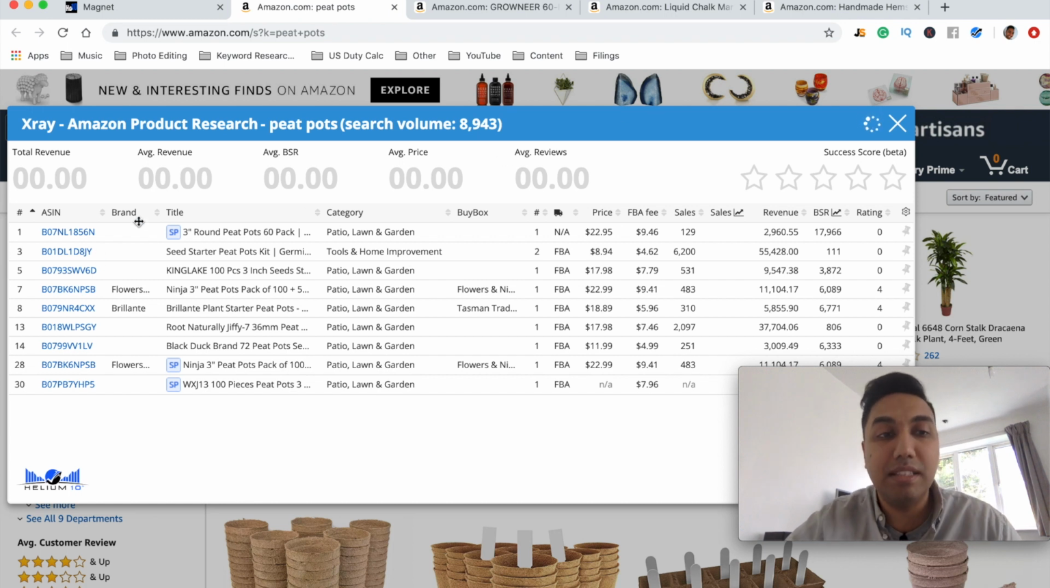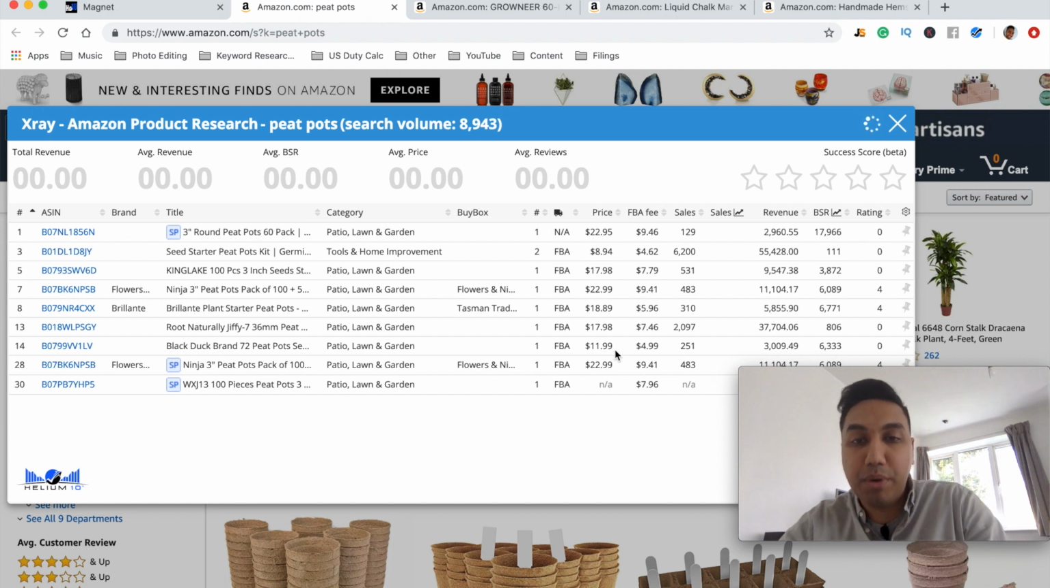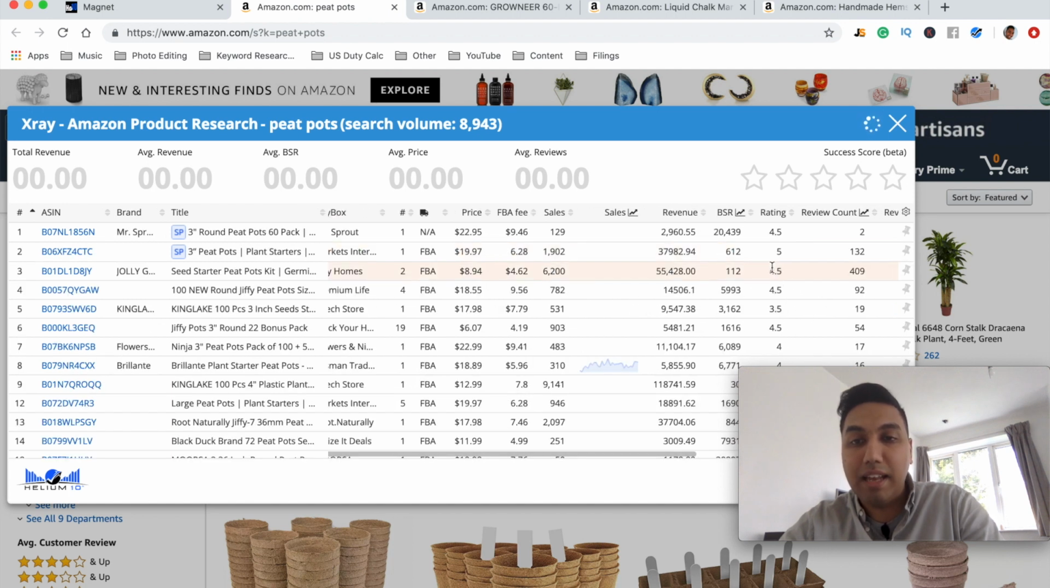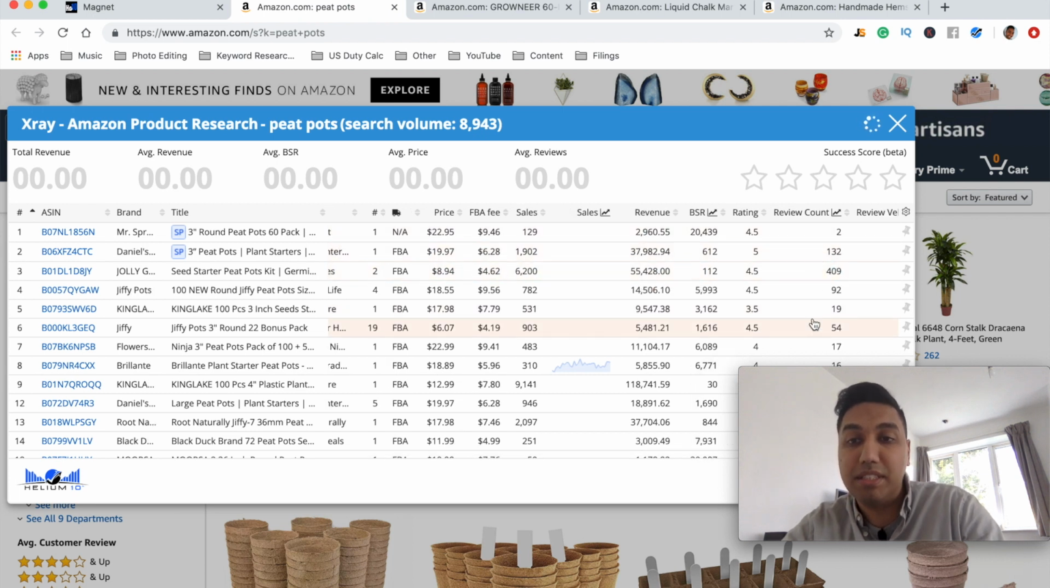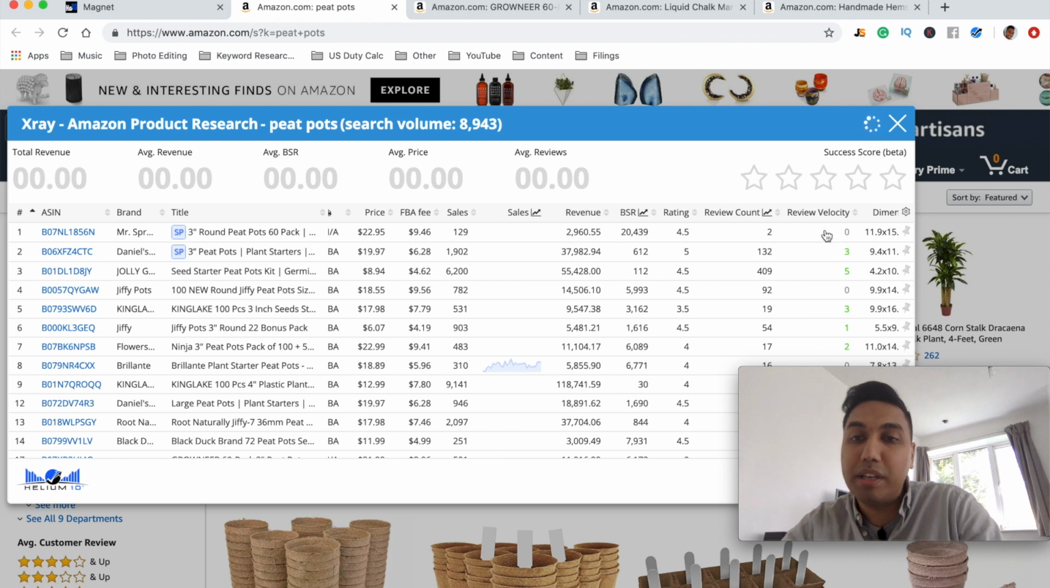So it will have the ASIN, the brand, the title, the category. It will tell you the information on its price, the fees, how many sales they make a month. It will also show you the trend, and it will show you the revenue that they're making. And also, which is really important to us, is how many reviews they have every single month. We're also going to be talking a little bit about the review velocity, which is important to us as well.